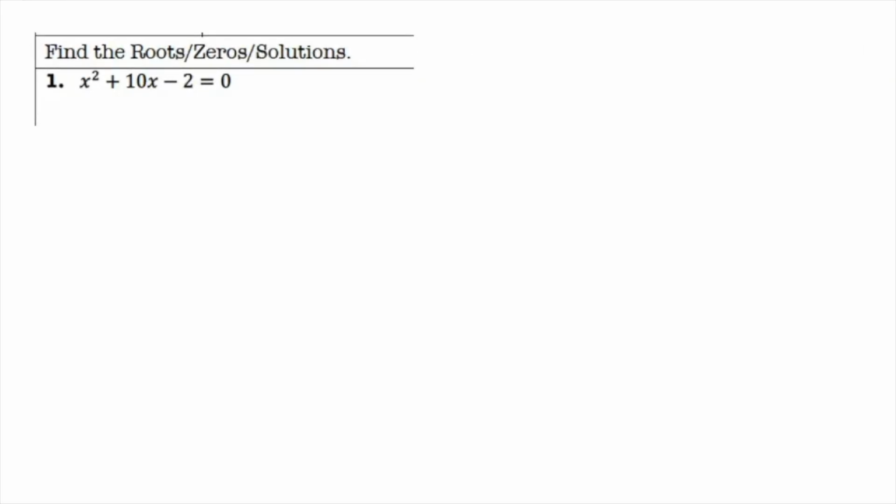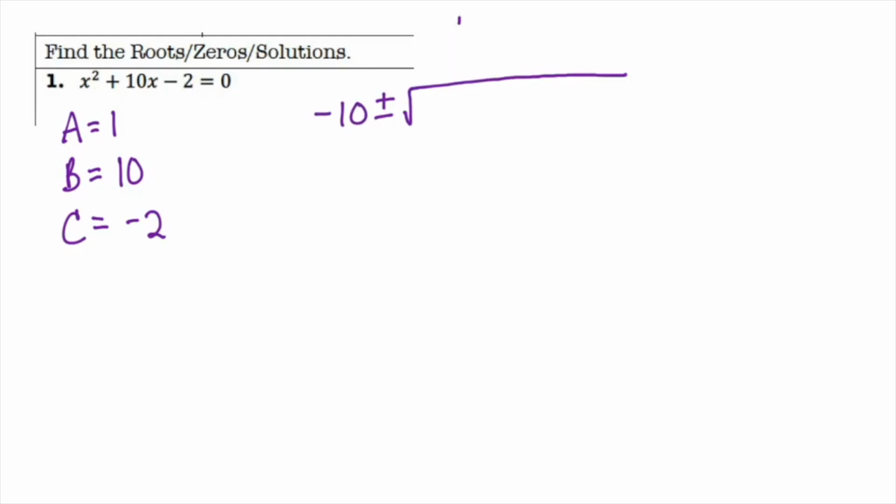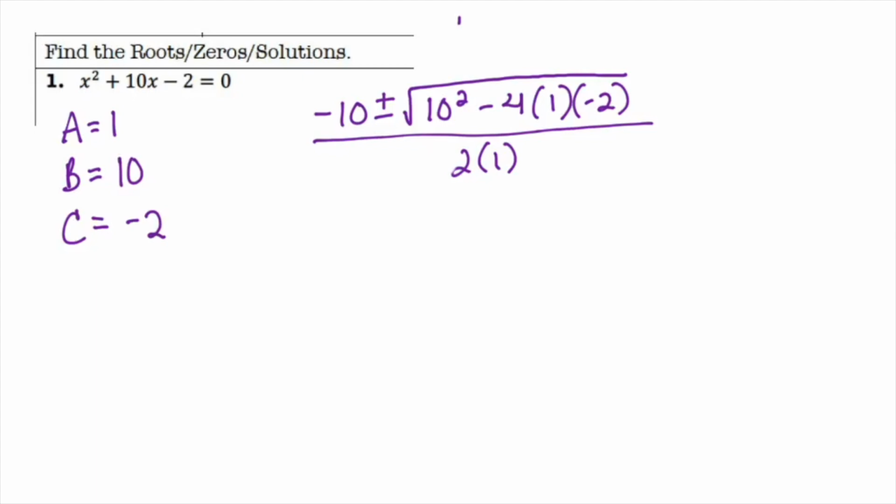All right, so for number 1, you first have to see if it's in standard form. So it is in standard form, ax squared plus bx plus c. So then we're going to list all our a, b, and c, which is a is 1, b is 10, and c is negative 2. So then we're going to plug in using our quadratic formula. So the opposite of b is negative 10, plus or minus the square root. B squared would be 10 squared, minus 4 times a, which is 1, times c, which is negative 2, all over 2a, which is 2 times 1.